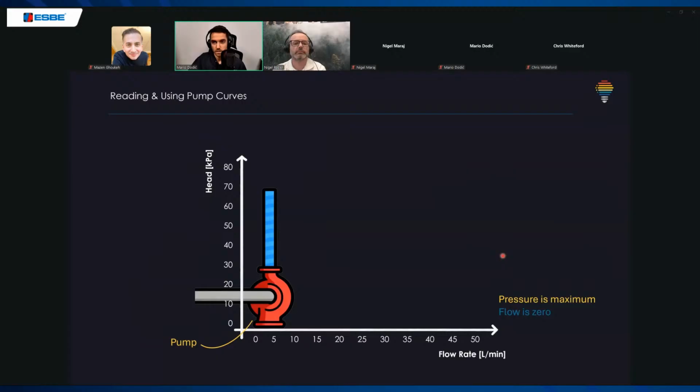And the main part, we say we are pushing the water. How are we pushing water? With pumps. So pump is the heart of our hydronic system. And with pumps, we need to know 2 values.